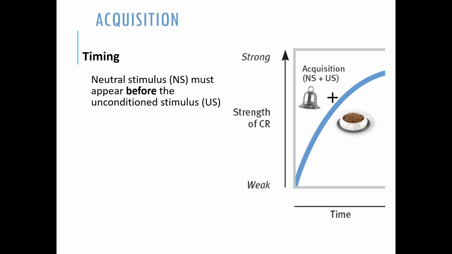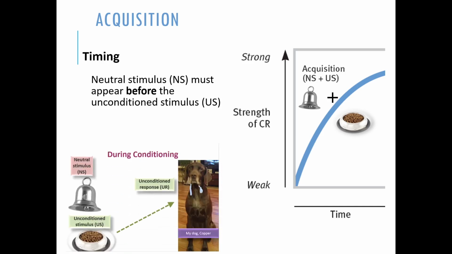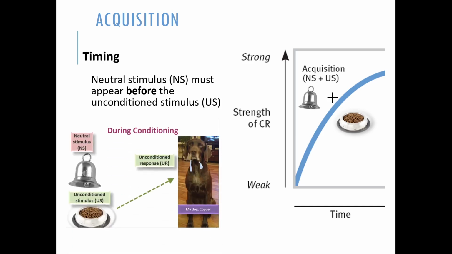The neutral stimulus must be in the position of predicting the unconditioned stimulus in order for the learner to make the association. So it's super important that the neutral stimulus comes first, followed by the unconditioned stimulus, so that the learner can make that association.